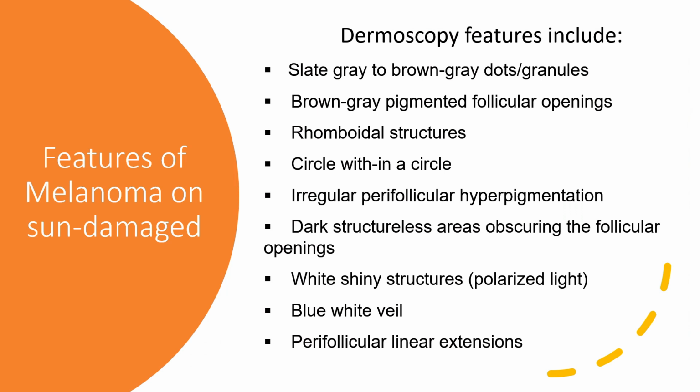The features of melanoma on sun-damaged skin include slate gray to brown gray dots and granules, brown gray pigmented follicular openings, rhomboidal structures, circle within a circle, irregular perifollicular hyperpigmentation, dark structureless areas obscuring the follicular openings, white shiny structures only seen with polarized light, a blue-white veil, and perifollicular linear extensions.